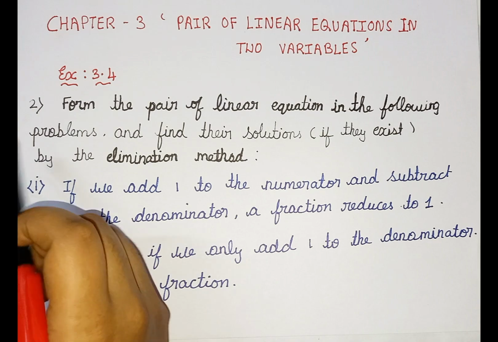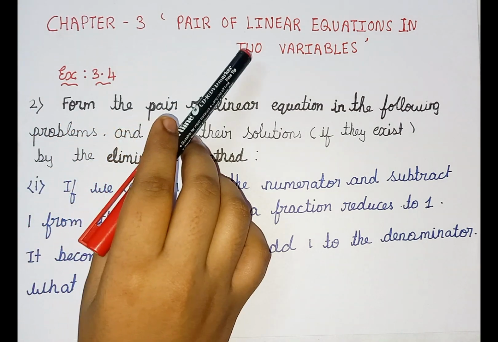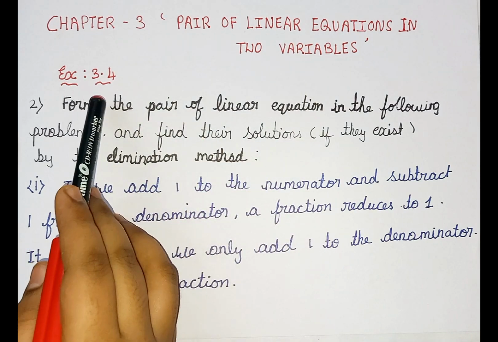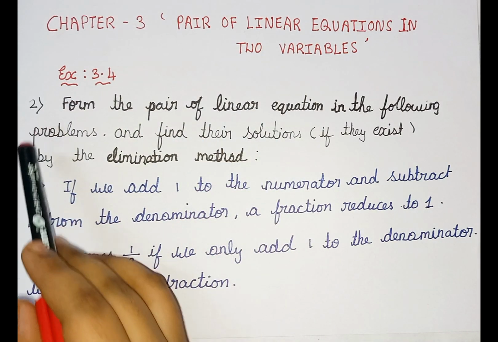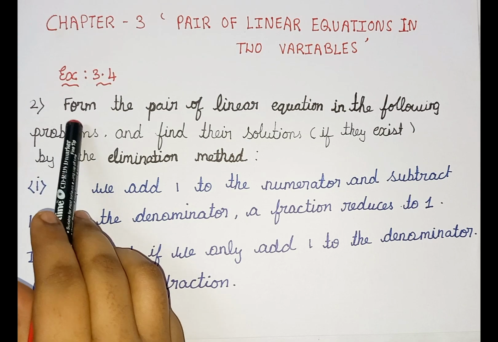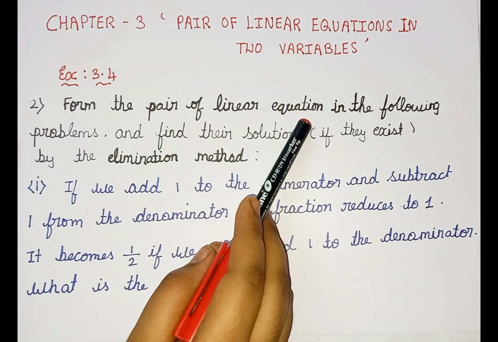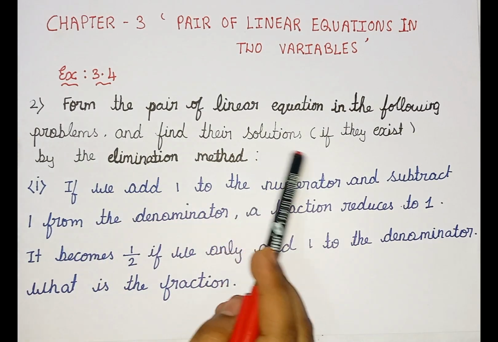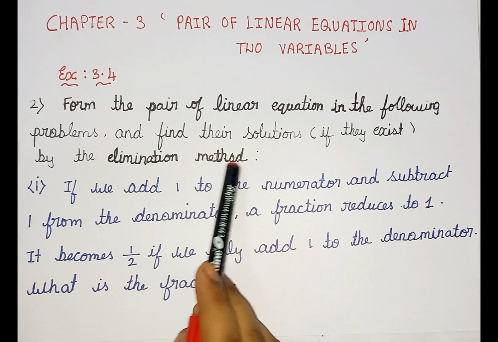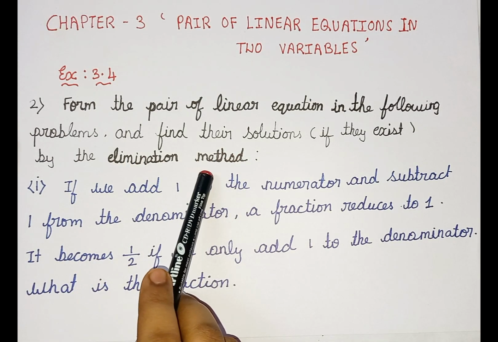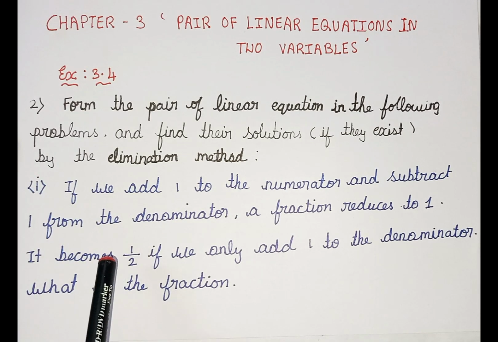Today we are going to be learning Chapter 3, Pair of Linear Equations in Two Variables, Exercise 3.4, second question, first subdivision. Alright, now let's read the question. Form the pair of linear equations in the following problems and find their solution if they exist by the elimination method. So here we are supposed to use the elimination method. Now let's read the first subdivision.